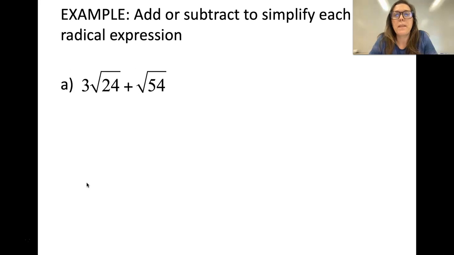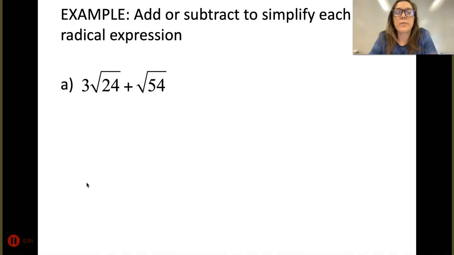So here we have an expression. Right away, I do notice that they have the same index. Those are both square roots, but they don't have the same radicands. One radicand is 24 and the other one is 54. So we need to see if I can convert them so that they do have the same radicand, because they probably do. So let's go ahead and simplify the square root of 24.